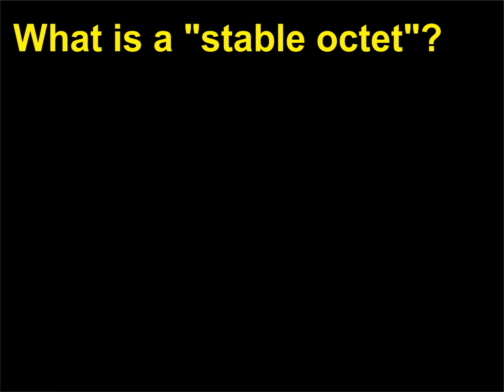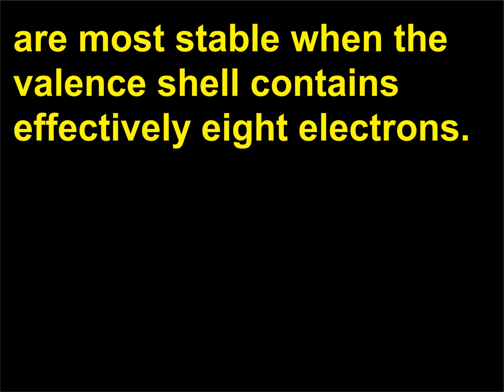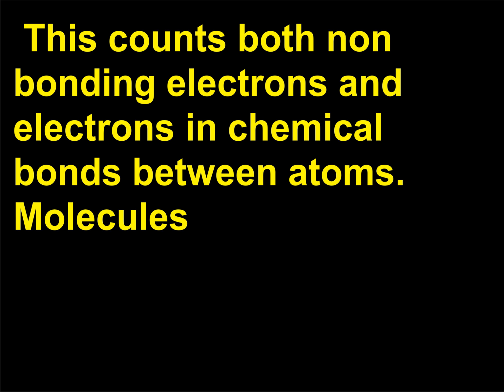What is a stable octet? The term stable octet describes the fact that many atoms in molecules are most stable when the valence shell contains effectively 8 electrons. This counts both non-bonding electrons and electrons in chemical bonds between atoms.